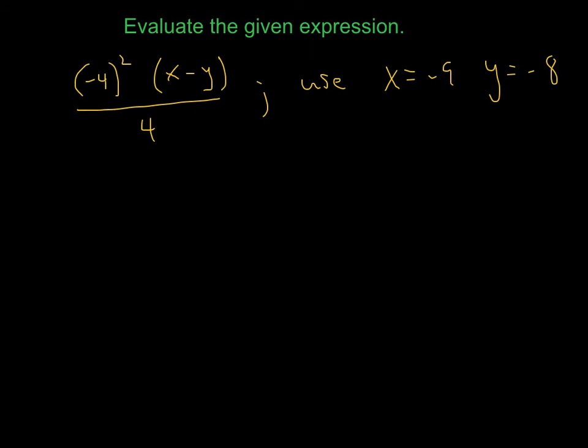Now we get into something a little bit more complicated. Negative 4 squared times x minus y. Notice I said times because the absence of a sign implies multiplication, all divided by 4. Press pause, substitute in your values carefully.